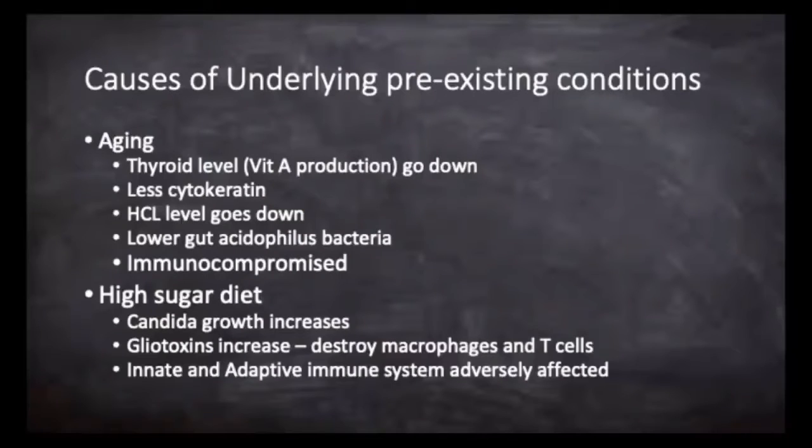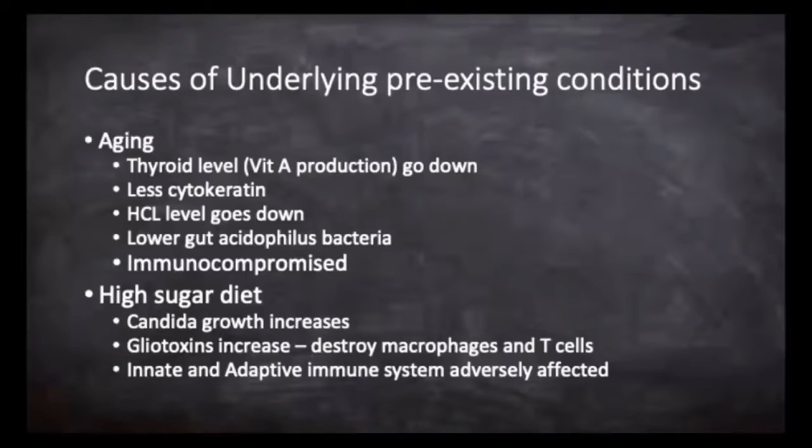So what happens when you age? Why is it in this situation that the people who are dying are people 50 plus and older? Well, first of all, as you age, your thyroid level goes down, okay? As you age, your thyroid level goes down. And now I'm going to talk about something interesting, vitamin A production. So your vitamin A production goes down because when your thyroid is not functioning right, your body is not able to take carotenoids that you eat and convert them into vitamin A.